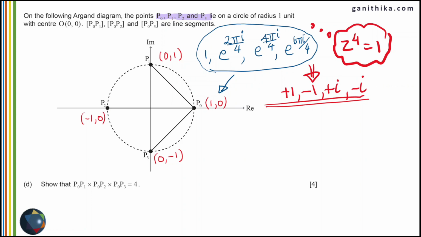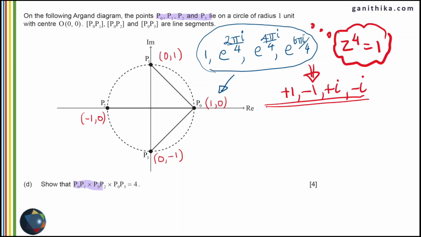You can see that P0 represents the root plus 1. P1 is (0, 1). It represents the root plus i because it's on the imaginary axis. P2 represents minus 1 because it's (minus 1, 0) on the real axis. (0, minus 1), which is P3, represents the minus i root. So we have all the coordinates of the roots. Now we need to find the distances between P0 and P1, P0 and P2, and P0 and P3. Again, pause the video here, complete the question and come back to the video.